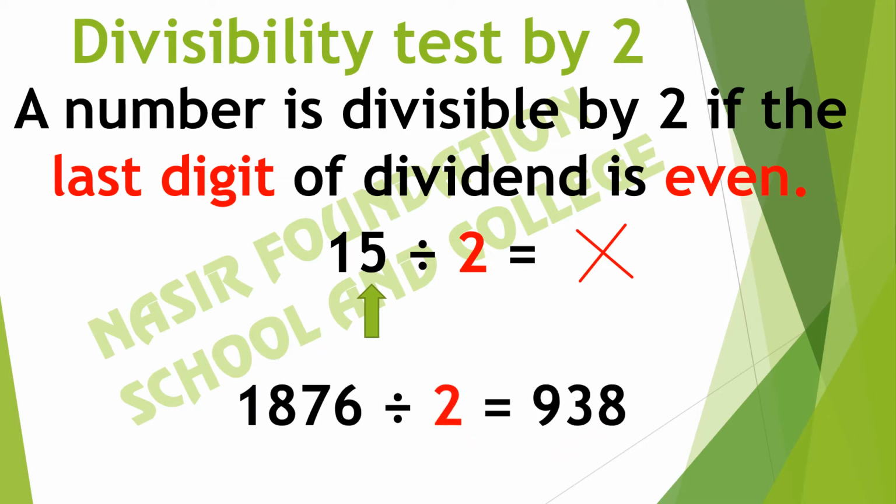Here we have the number 1876. We will not actually divide it. We will just check the last digit. It is even. So this number 1876 is divisible by 2. If we actually divide it, we will get the answer 938.